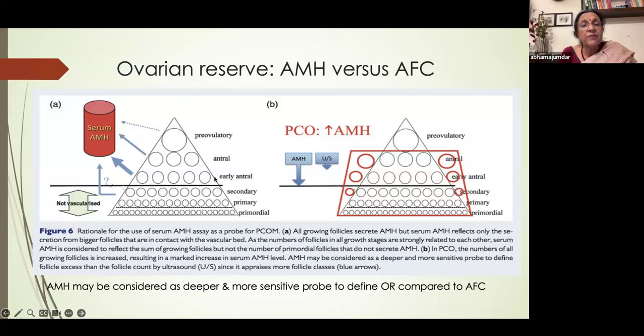However, this is there always in a cycle. Even the mid-cycle antral follicles would be there, which would secrete AMH. In ultrasound, you can only see once the antrum is formed, whether the antrum is 2 millimeter or 9 millimeter. Whereas the primary and secondary follicles are also making AMH; there is some AMH coming from this secondary follicle too, which you cannot see in ultrasound. Ultrasound sees less. AMH goes deeper to dig into these also and collect the AMH levels from this. So that way AMH looks better. AMH may be considered a deeper and more sensitive probe to define ovarian reserve compared to AFC.